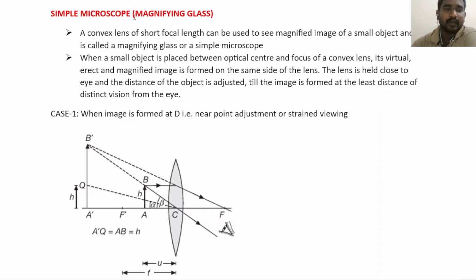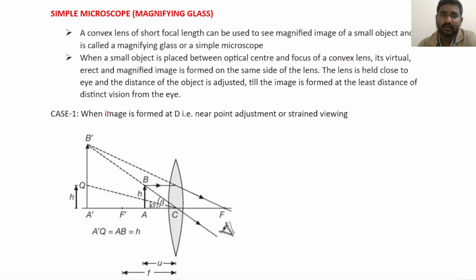Next, now see the simple microscope or magnifying glass. A simple microscope is nothing but a convex lens of short focal length that can be used to see magnified images of small objects, and is called a magnifying glass or simple microscope. When a small object is placed between the optical center and the focus of a convex lens, a virtual, erect, magnified image is formed on the same side of the lens, the lens is held close to the eye, and the distance of the object is adjusted.